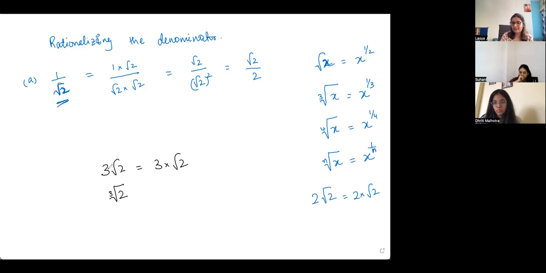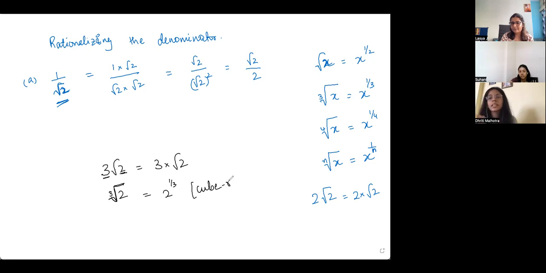So 3 is big and it's written beside the root sign. It's the same size as all the other numbers. Here this 3 is tiny and it is written on the root sign. So this is 2 power 1 by 3, the cube root of 2.